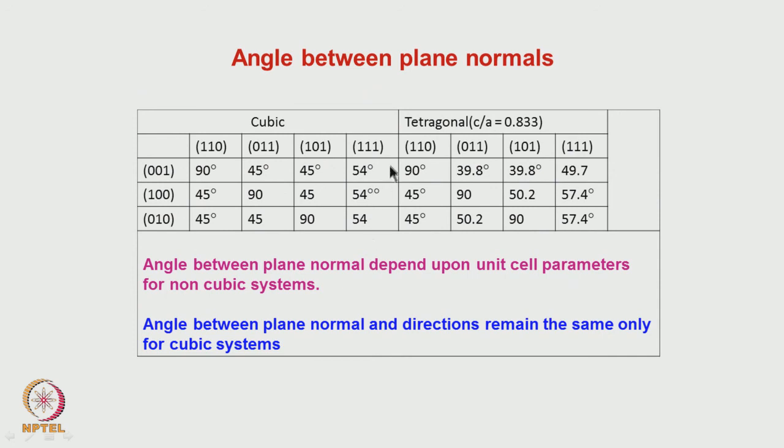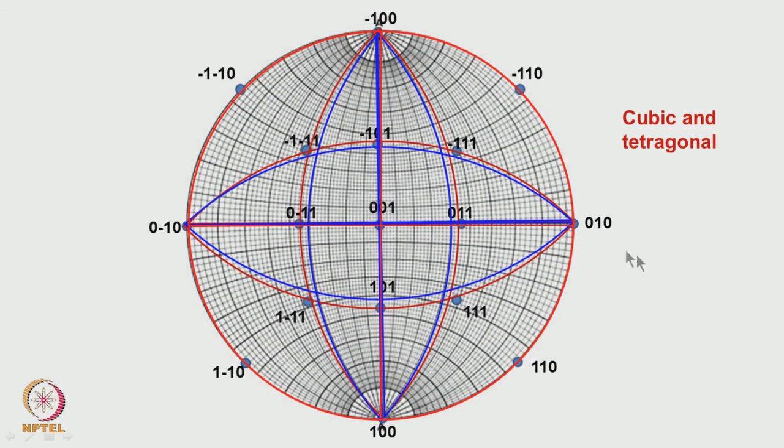Okay. So once we have a table like this, like we constructed the stereogram, using this information we can construct a stereogram for this tetragonal crystal also. That is what is essentially shown here. Between 001 and 101 it is around 39 degrees. Since it is lying on a longitude, we can directly mark it. Between 100 and 101 it is 50, so this is the point where it will come.